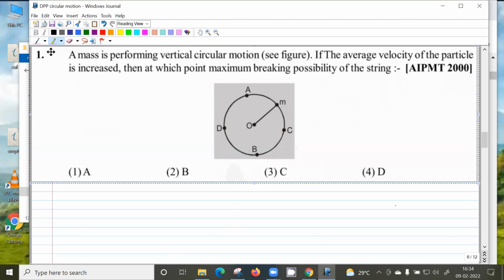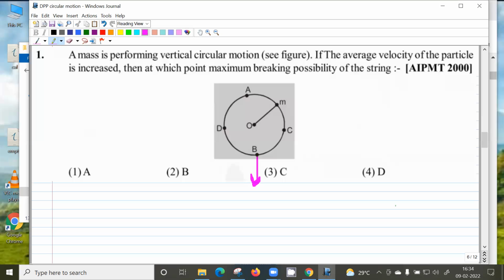See, if you take the string, when the string is in this position, mv square by r will be in this direction, and anywhere, mv square by r will be in the radial outward direction. Okay, there is no other force. Tension will balance mv square by r, and velocity is maximum in which position? A, B, C, or D? mv square by r, where r is the length of the string. This will be the tension force. There is no other force.